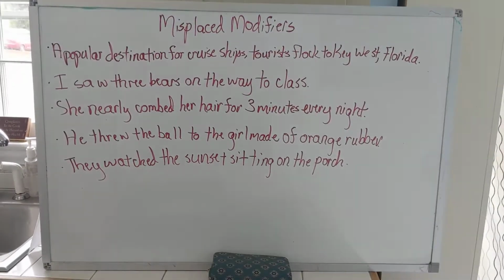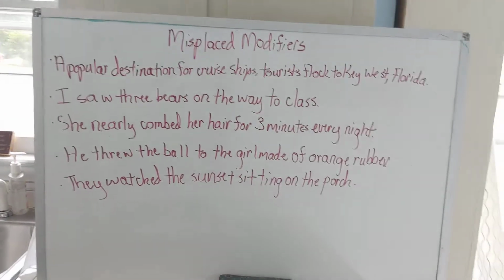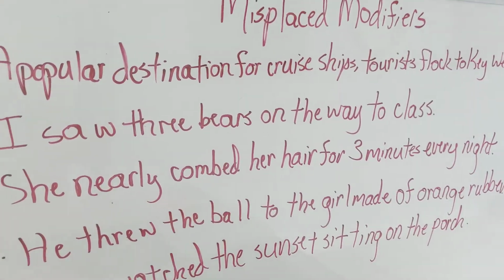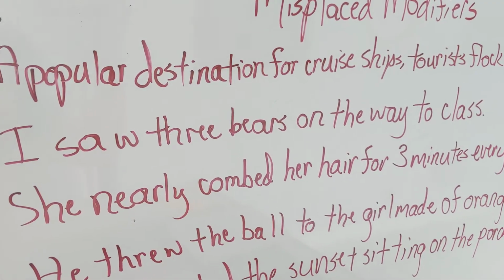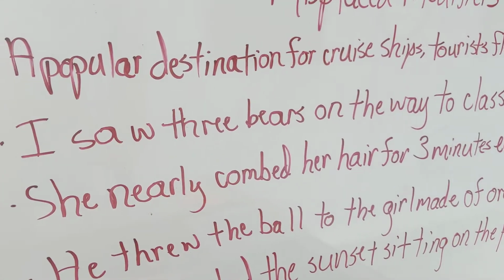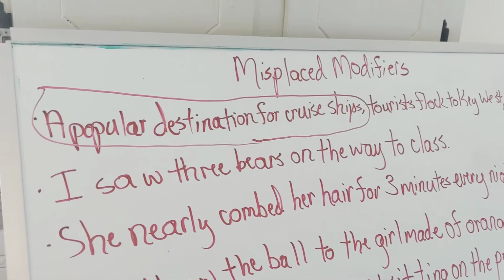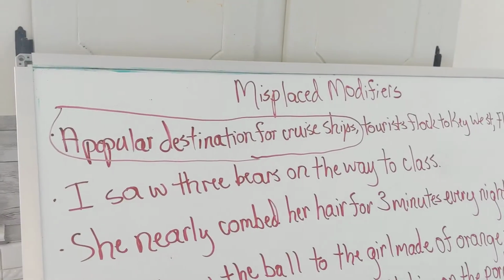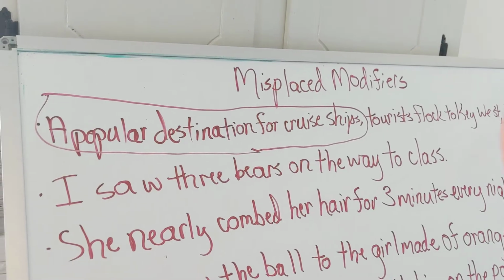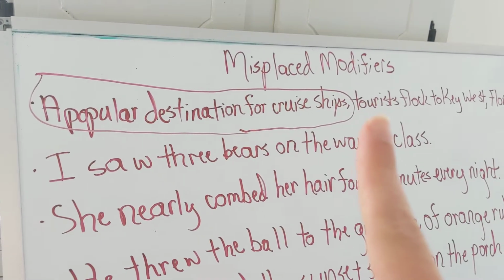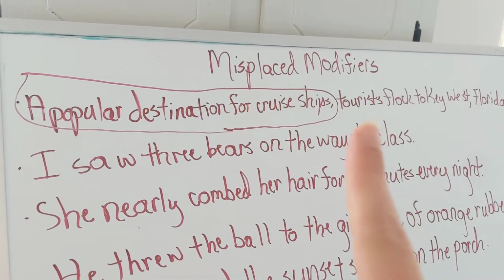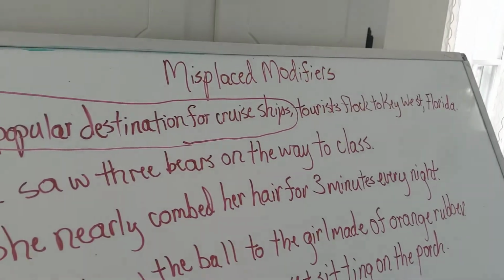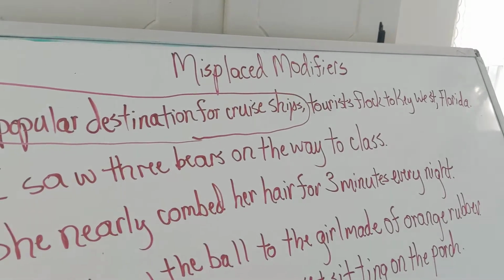So what's the wrong phrase here? Okay, if you said a popular destination for cruise ships, you are correct. So what I'm going to do is circle it. Okay, so notice I circled it, popular destination for cruise ships. Where should this phrase go? Should it be describing the word tourist? No, what word is it describing? It's describing Key West, Florida. So where should we put it? At the end of the sentence.